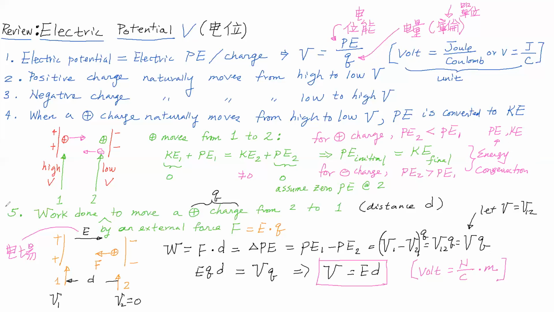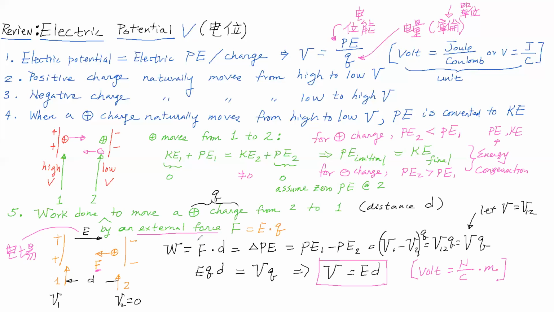Okay, so number 5, we're looking at the work now, right? So we're going to move from 2 to 1. If you want to do work by external force, we're looking at external force, and this is F. This is the external force right there. So velocity is 0 here, you're going to move it over, then because this one is repulsive and this one is attractive, you need to apply an F, and the F has to be equal to E times Q.